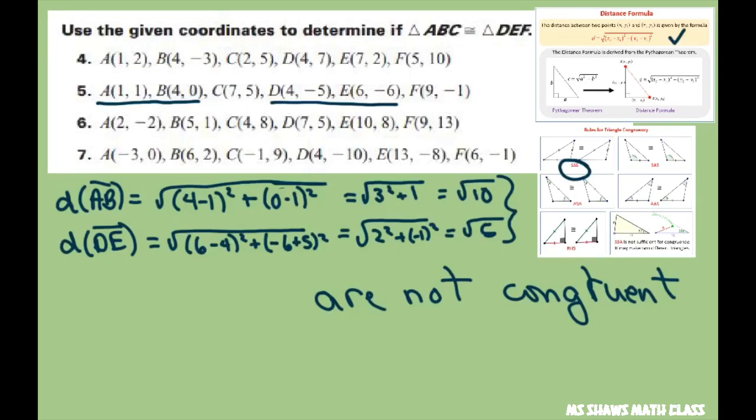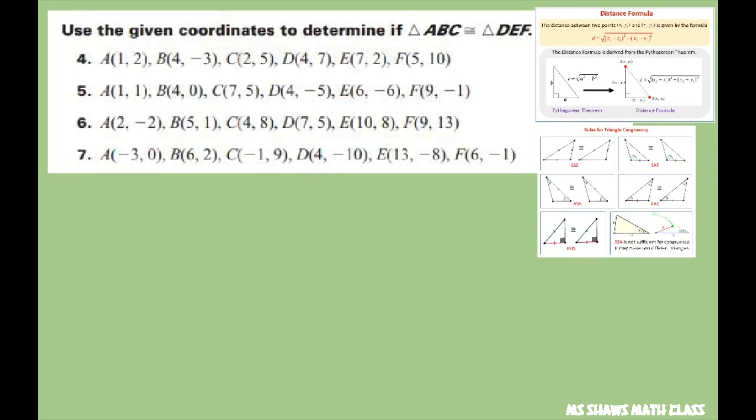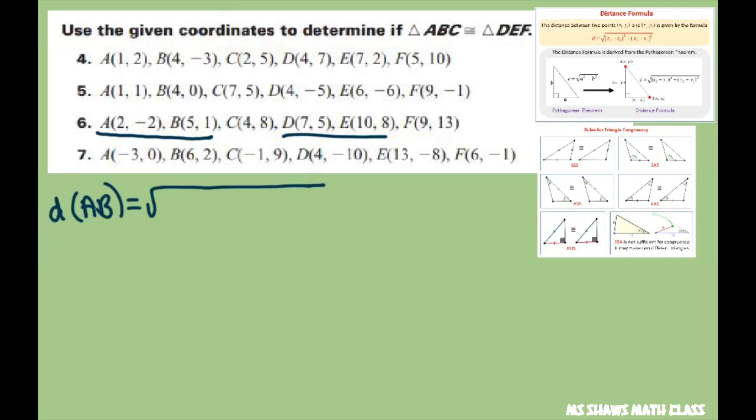So for number 6, let's try that one. Hopefully we'll get the right one. So we're doing AB with DE first. So the distance of AB equals the square root of 5 minus 2 squared plus 1 minus a negative 2. So that's 1 plus 2 squared. And that's going to give you the square root of 3 squared plus 3 squared, which is the square root of 18. So now let's try DE.